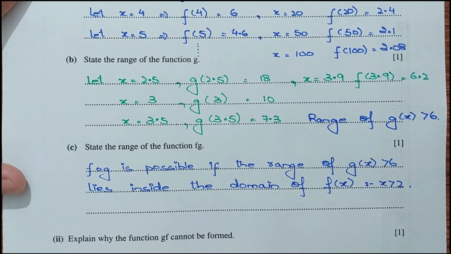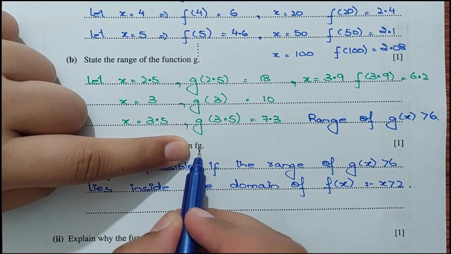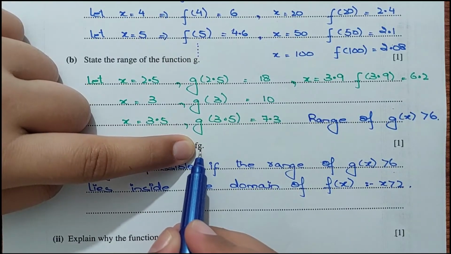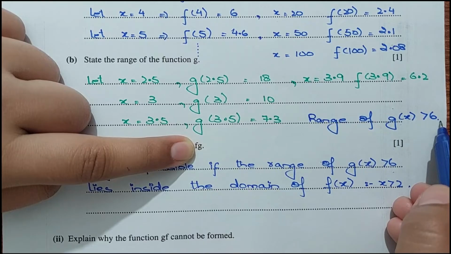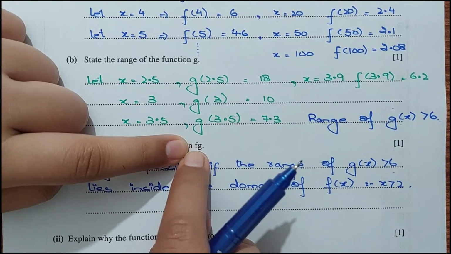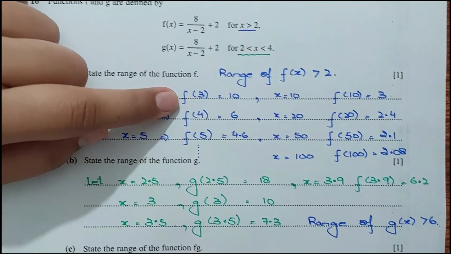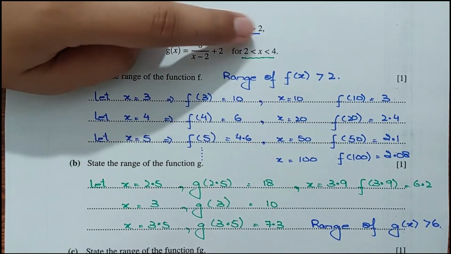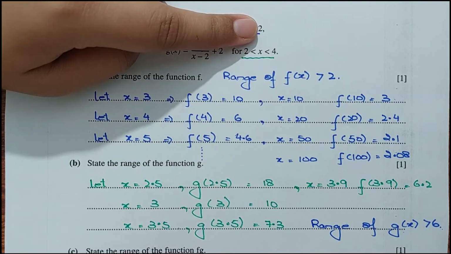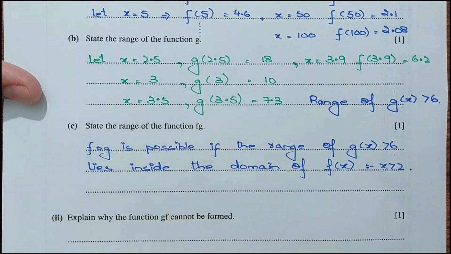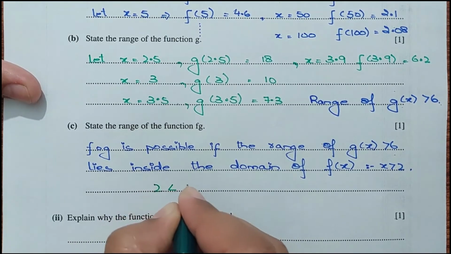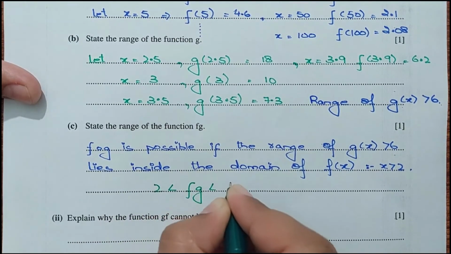All right, so as you can see, f composition g is possible because the range of the inner function, that is more than 6, all the values that are more than 6, lies inside the domain of the outer function, that is more than 2. So values more than 2 cover values more than 6, right? So we can easily guess the range of the composite function from here. The range of the composite function is between 2 and 4: 2 is less than f of g is less than 4.